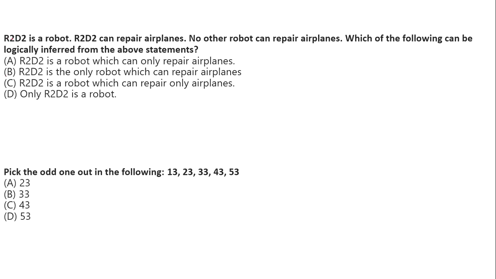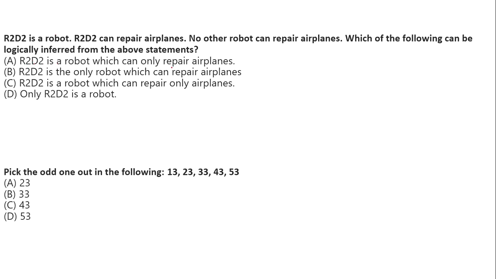It is given: R2D2 is a robot. R2D2 can repair airplanes. No other robot can repair airplanes. Which of the following can be logically inferred from the above statements? So here also you have to follow the same approach, the same funda which I just discussed, that don't make any assumption by yourself.